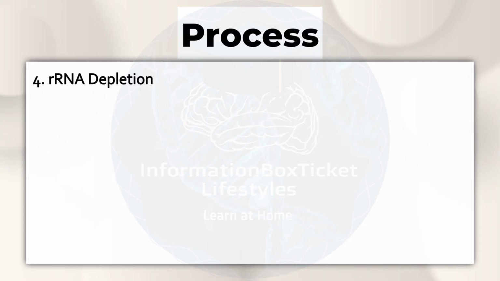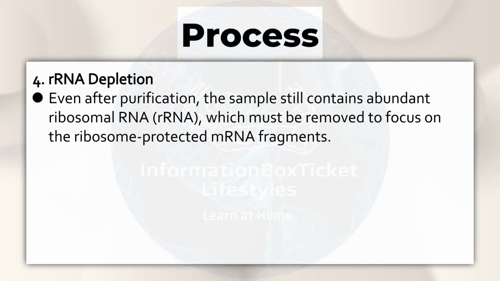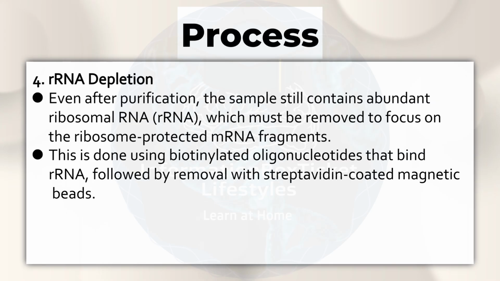Number 4. Ribosomal RNA depletion. Even after purification, the sample still contains abundant ribosomal RNA, which must be removed to focus on the ribosome-protected mRNA fragments. This is done using biotinylated oligonucleotides that bind ribosomal RNA, followed by removal with streptavidin-coated magnetic beads.